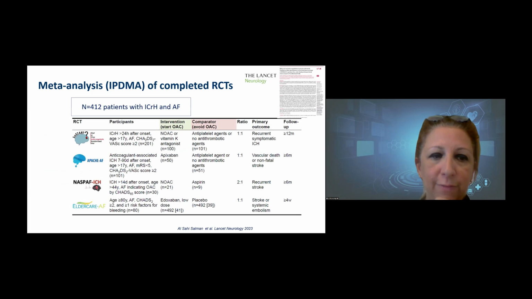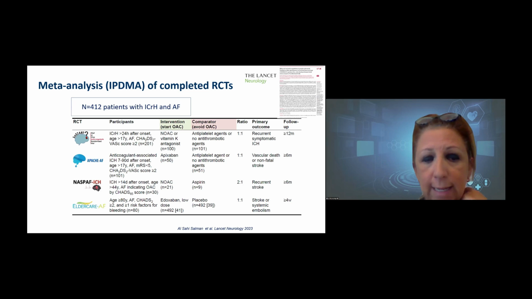And here are the results from the first prospective individual patient data meta-analysis on behalf of the Cockroach collaboration, from the first completed randomized controlled trials published last year in Lancet Neurology. This individual patient data meta-analysis included 412 participants with intracranial hemorrhage and atrial fibrillation. Patients have been recruited in Europe, Canada, and Japan.